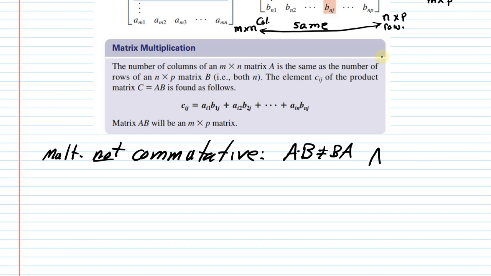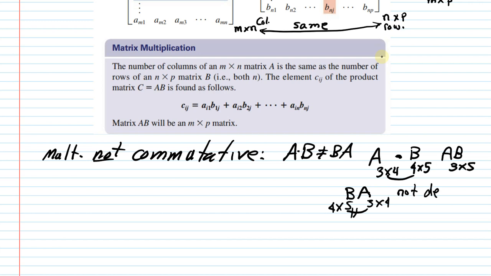So for example, let's say A is 3 by 4, and B, remember inside numbers must be the same, is 4 by 5. So this matrix multiplication is defined, right? The product AB will be defined, and it will be 3 by 5. Now suppose I change the order of these exactly the way they are. So B is 4 by 5 and A is 3 by 4. See, the inside numbers are different. They're not the same. So this is not defined even. It's undefined. We cannot do it.